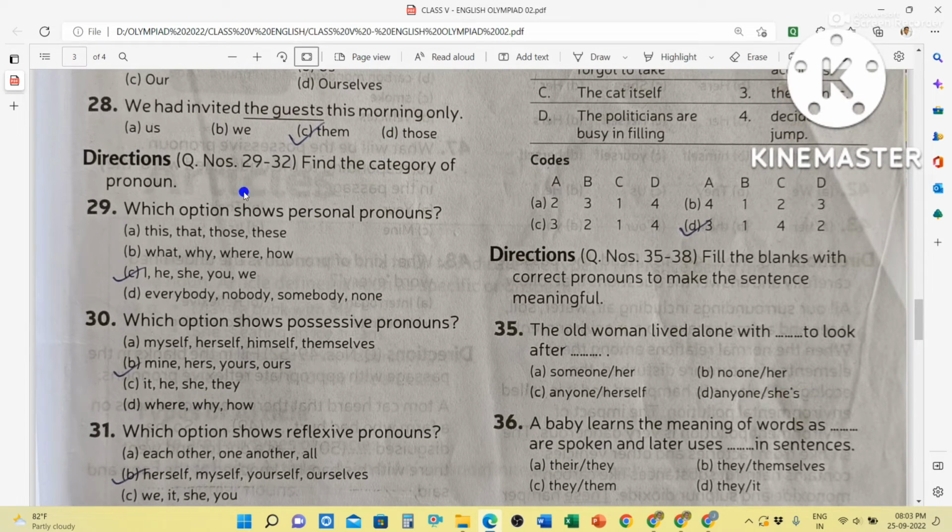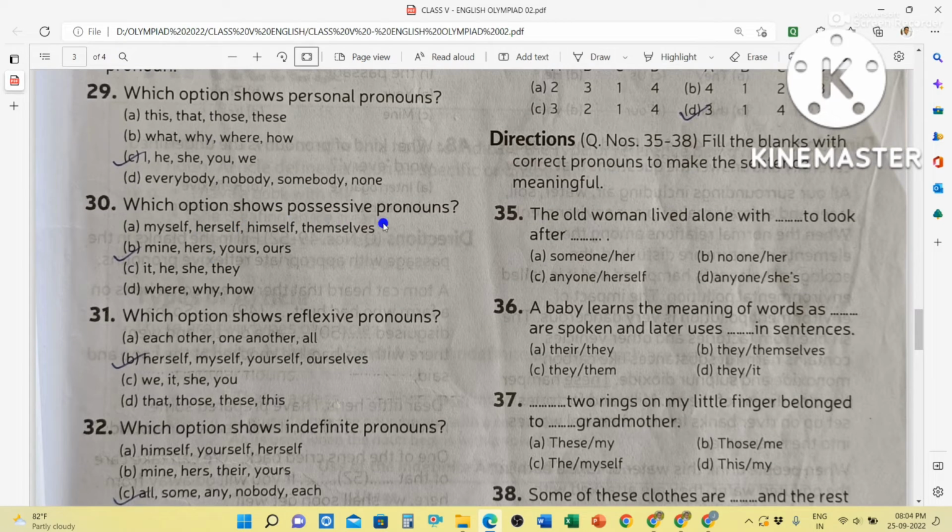Now find the category of pronoun. Which option shows personal pronouns? This, that, those, these. These are demonstrative pronouns. What, why, where, now. These are interrogative pronouns. I, he, she, you, we. So these are personal pronouns.